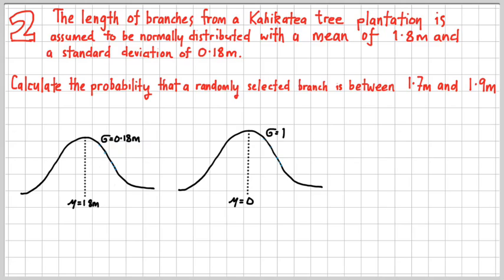This time we are going to calculate the probability that a randomly selected branch is between 1.7 meters and 1.9 meters. And take a moment and try and picture what that looks like. So remember, on the sketch here, I've got my normal distribution on the left and standard normal distribution on the right. So I've plotted my two values here, 1.7 and 1.9. Doesn't have to be accurate, remember, approximate is fine. Now we need to also map that to the standard normal distribution. So there's a shaded area there which we want.